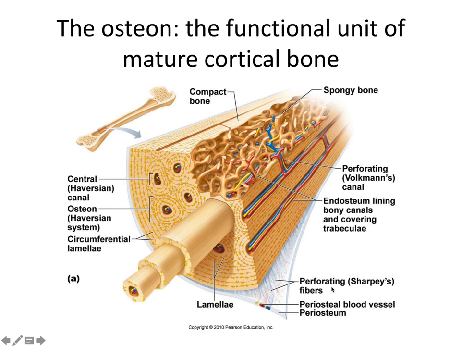Now, the periosteum and the endosteum have a few tricks up their sleeve. See, there's 3 different types of cells that are actually resident within both of these connective tissue layers. You've got the osteoclasts, osteoblasts, and also the osteoprogenitor cells.